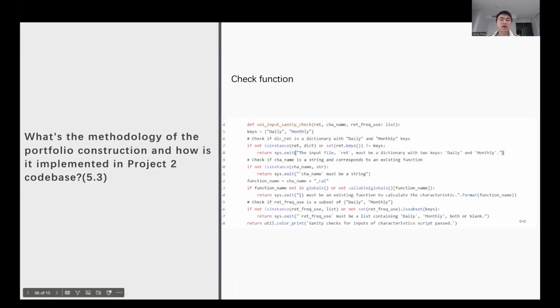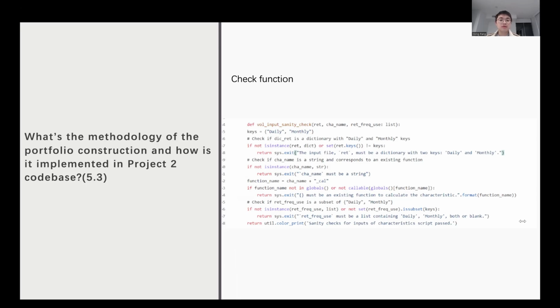The second part is characteristic calculation, which aims to calculate the total volatility of each stock. First, we check with the volatility input sanity check function, where the important points are to ensure that the input return is a dictionary containing daily and monthly returns, the characteristic name is a string, and the return frequency used is a list containing valid values.